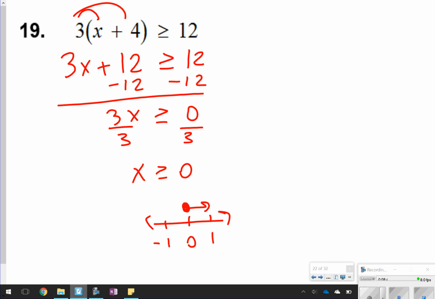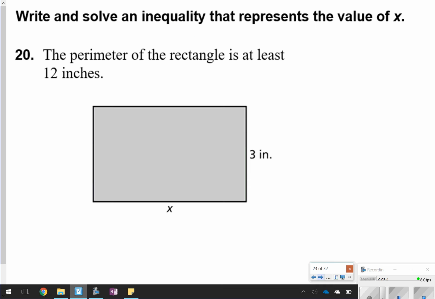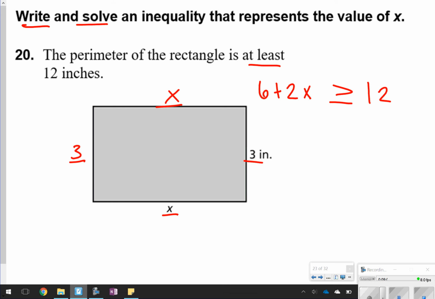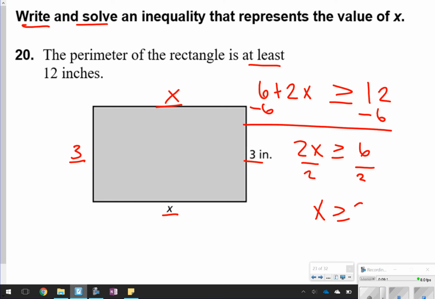Okay. Number 20. The perimeter of the rectangle is at least 12 inches. Remember, at least means greater than or equal to. Write and solve an inequality that represents value of x. So now I'm going to have 3 plus 3 and x plus x. That's going to be 6 plus 2x is greater than or equal to 12. Okay, so basically what the 6 represents are the 2 3's and the 2 x's added together. I'm going to start solving. 2x is greater than or equal to 6, and then divide both sides by 2. X is greater than or equal to 3.